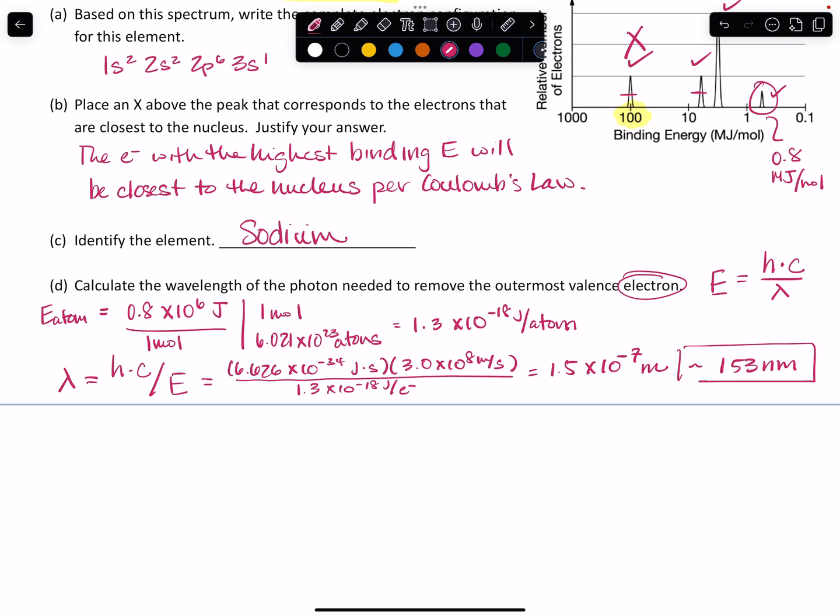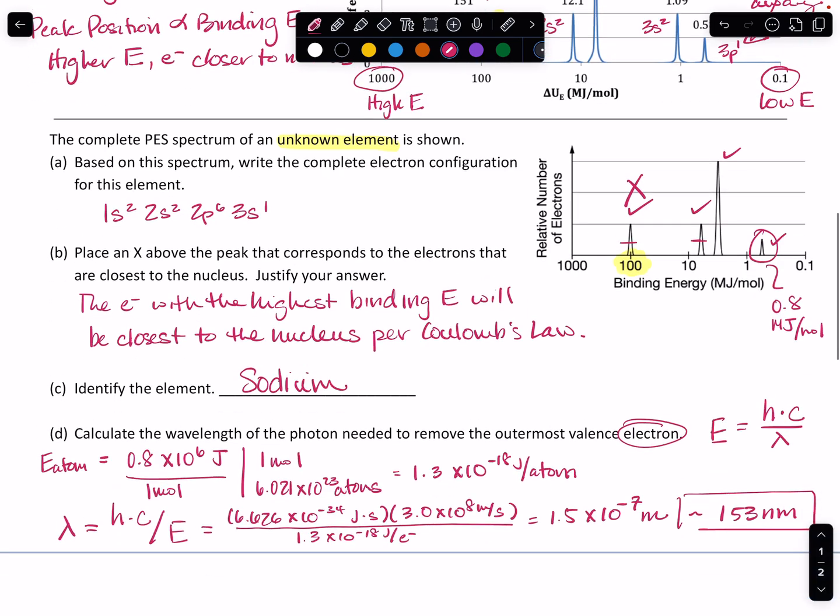So again, you need to be a little careful if it asks you to do something like this, because remember, the energy that's on your PES spectrum is per moles of electrons. And if it's asking about a single electron, you've got to convert from moles to electrons. And then you can use your formula that includes Planck's constant and the speed of light, both of which should be on your reference sheet. Don't forget your reference sheet.